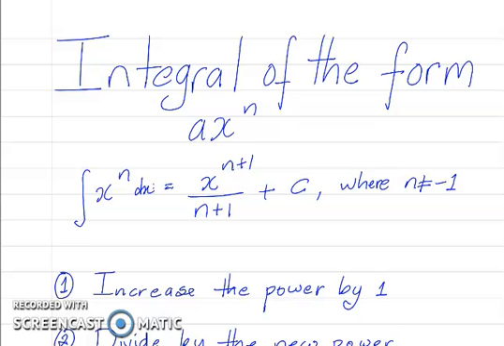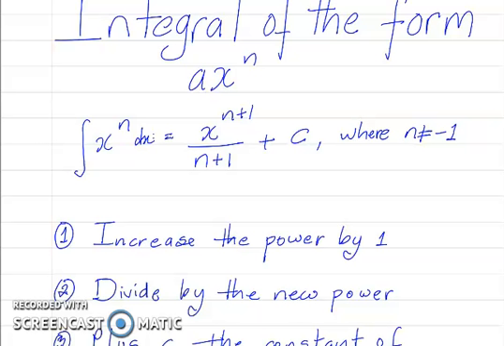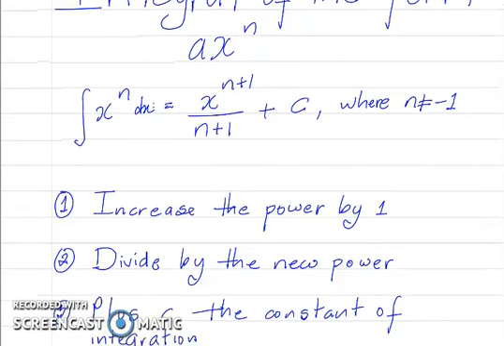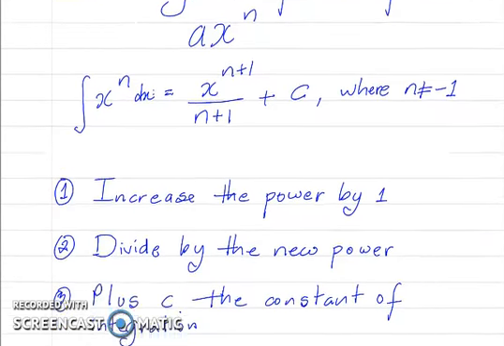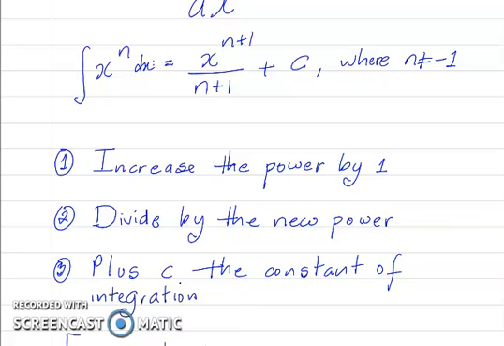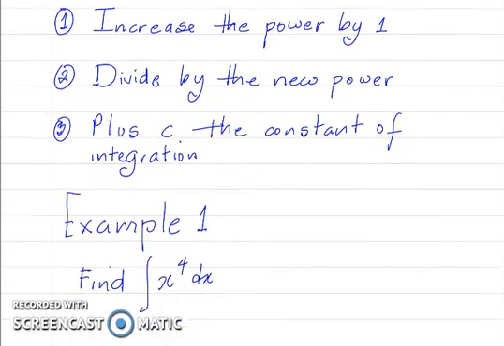So what we're seeing is that when we integrate x to the n, we have to increase the power n by 1. So the new power becomes n plus 1, and we divide by the new power, plus c, which is the constant of integration. All right, let's have a look at some examples.